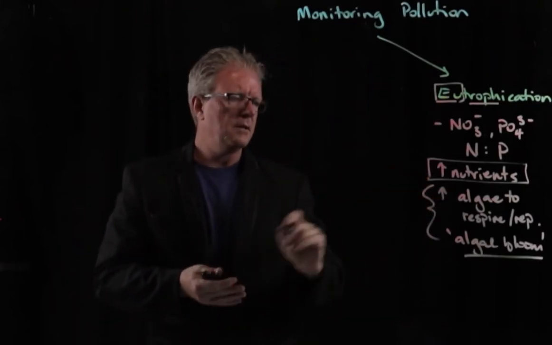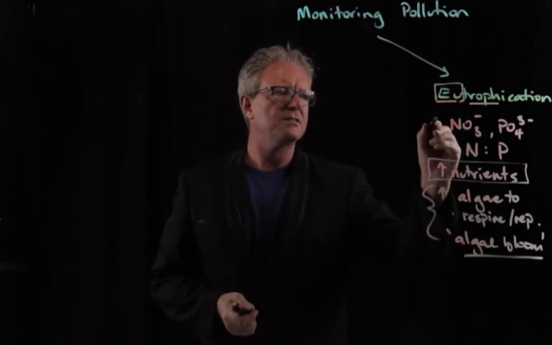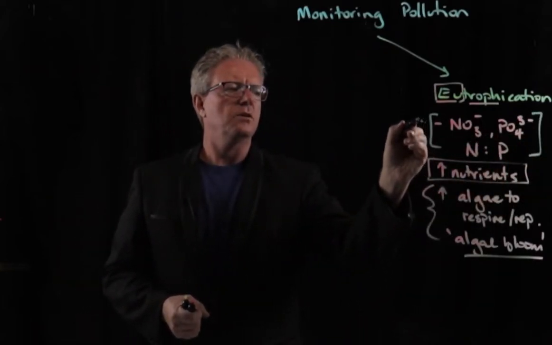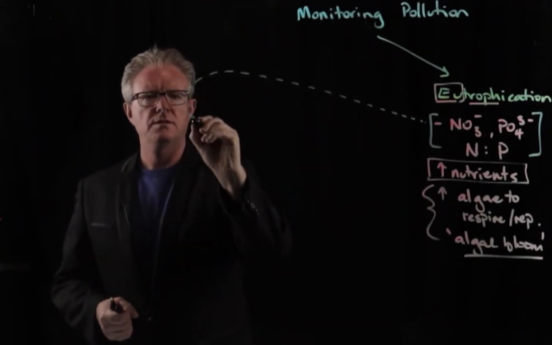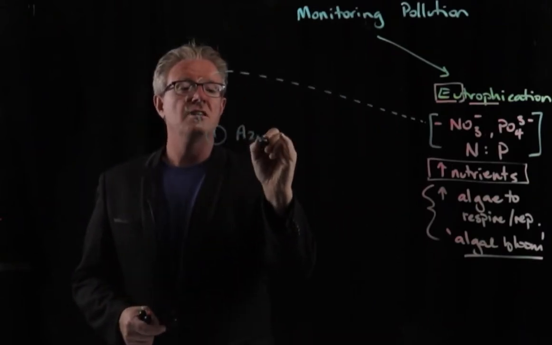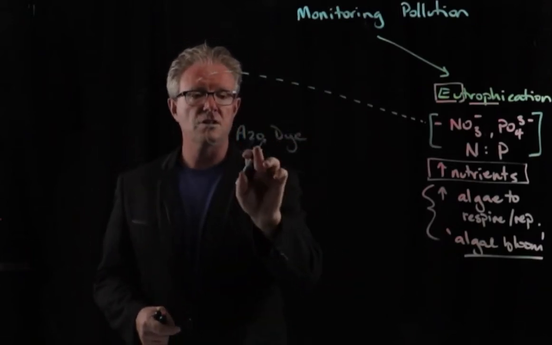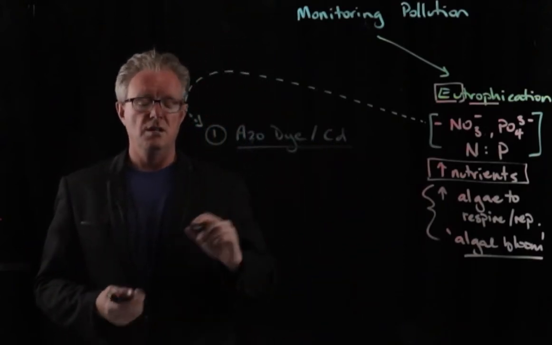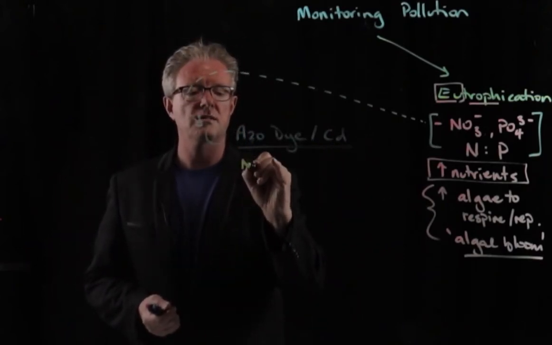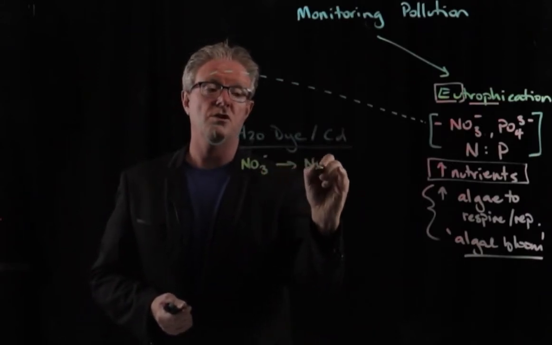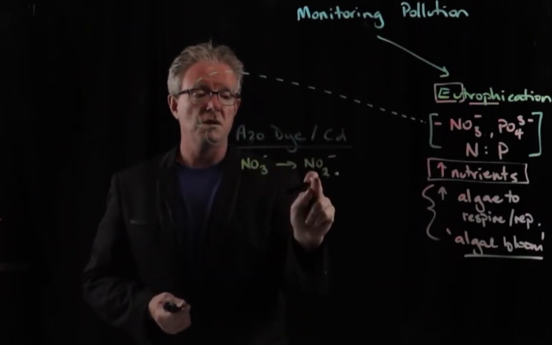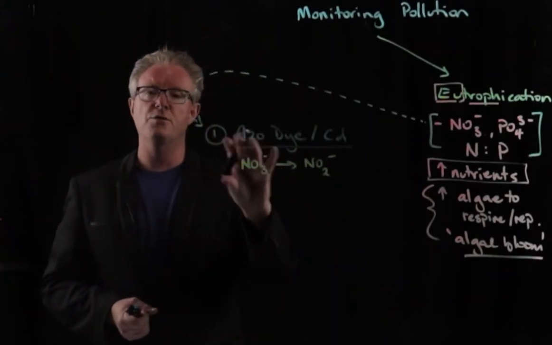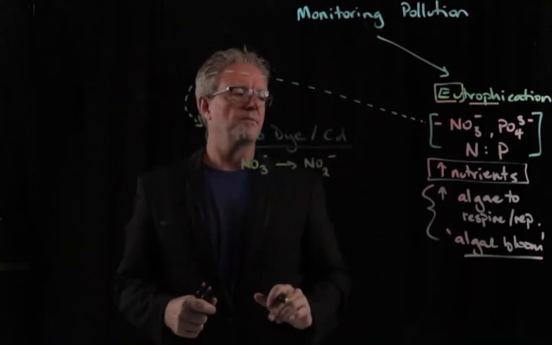So we've got our situation here where we've got enhanced nutrients of nitrates and phosphates. How do we measure that? We can measure it in two ways. One, we can measure it by an azo dye, mixed with cadmium, and that gives us a reaction in which we can measure the nitrites. Nitrates are converted to nitrites, and this method measures the amount of nitrites, and then we can indirectly work out the amount of nitrates. That's the first one. You don't need to know much more detail than that.